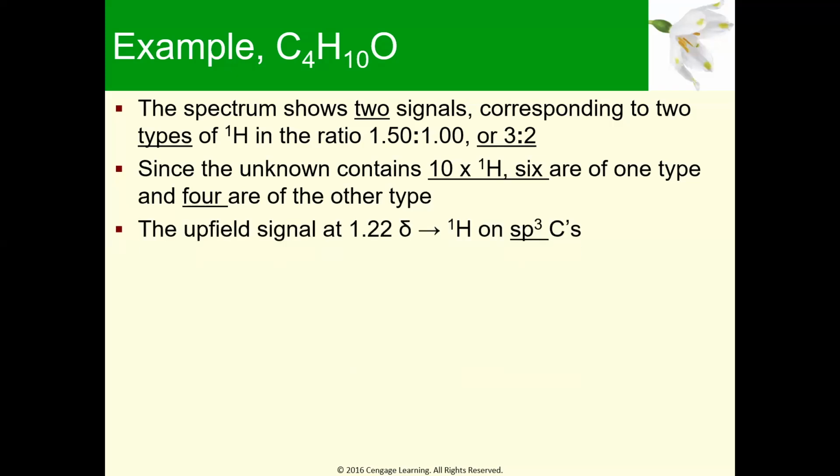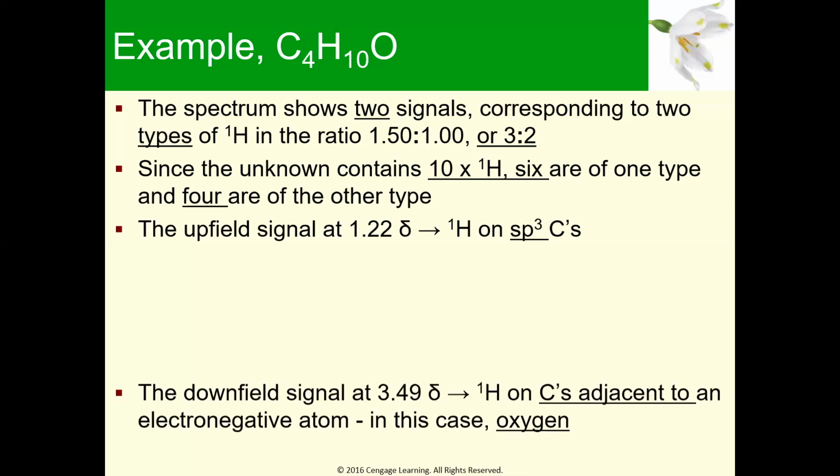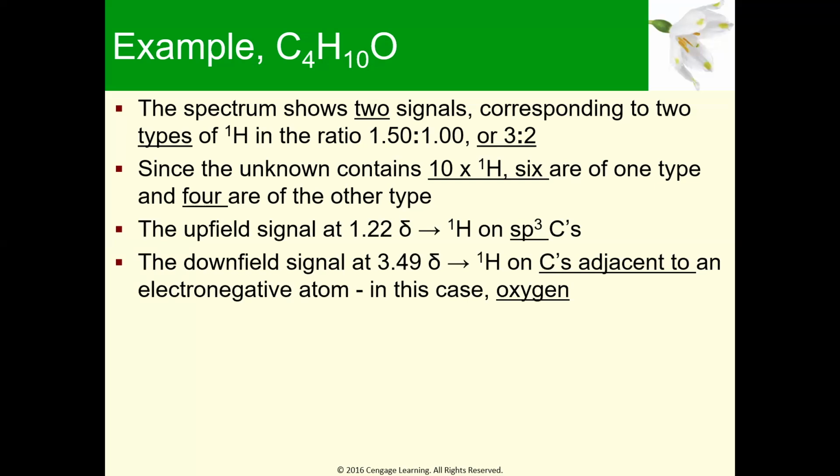Thinking about what we know about chemical shift, if it's a hydrogen on a saturated sp3 carbon, it's going to give us signals that are upfield, near 0, near 1. So that peak at 1.22 is from hydrogens on sp3 carbons. And the peak that's further downfield at 3.49 must be from hydrogens on carbons adjacent to an electronegative atom, and we know what that atom is. In this case, it's oxygen, because it's in the formula.